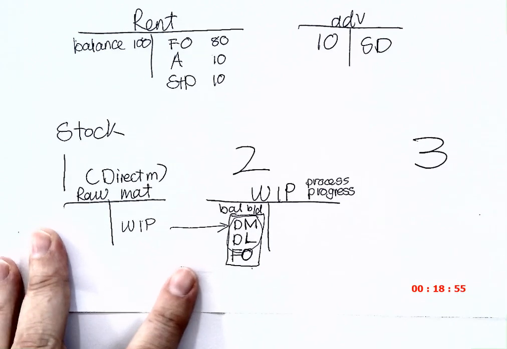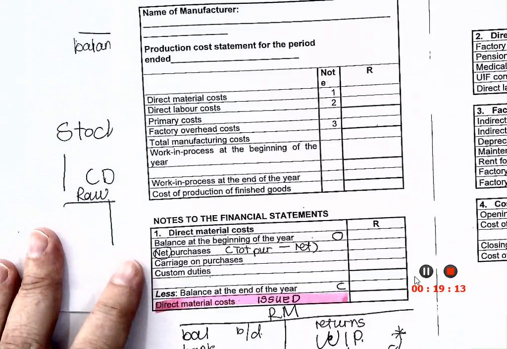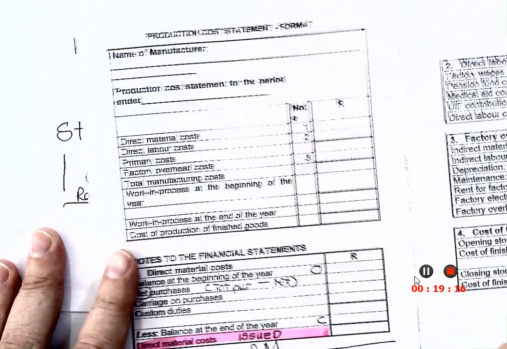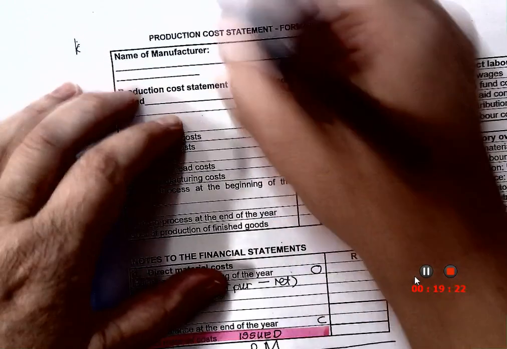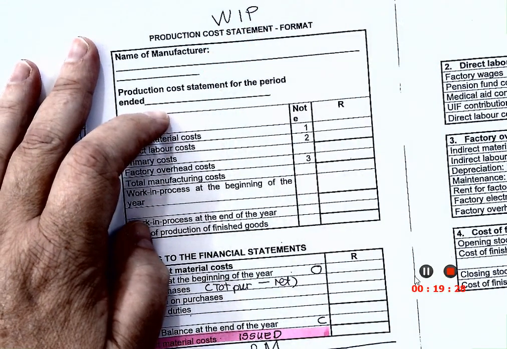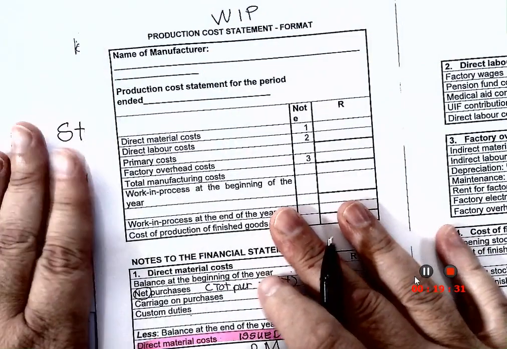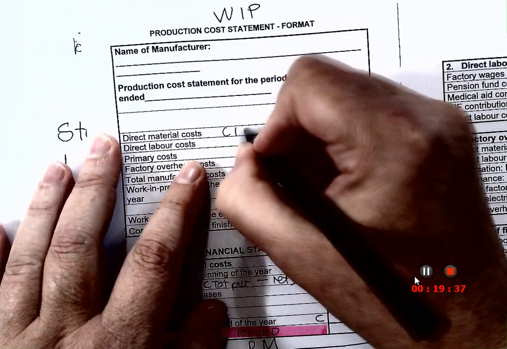Yes? DM is direct material. DL is direct labor. FO, factory overheads. Okay. Now, if you look at the paper I gave you, please listen. This is the production cost statement, but it's literally your work in P. It's your work in progress. Okay? Because look at this. I want to show you. It's your direct material cost. In other words, the issued material.